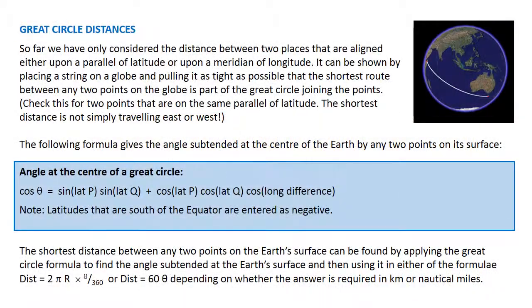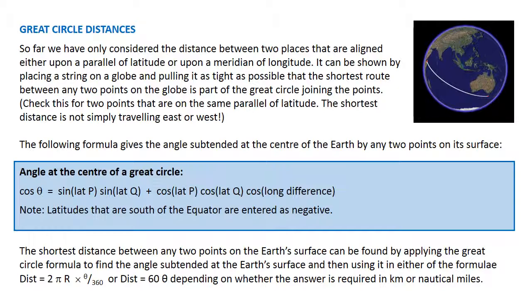This video considers great circle distances, that is, the shortest distance between any two places on the surface of the Earth. So far we have only considered the distance between two places that are aligned either on a parallel of latitude or on a meridian of longitude.